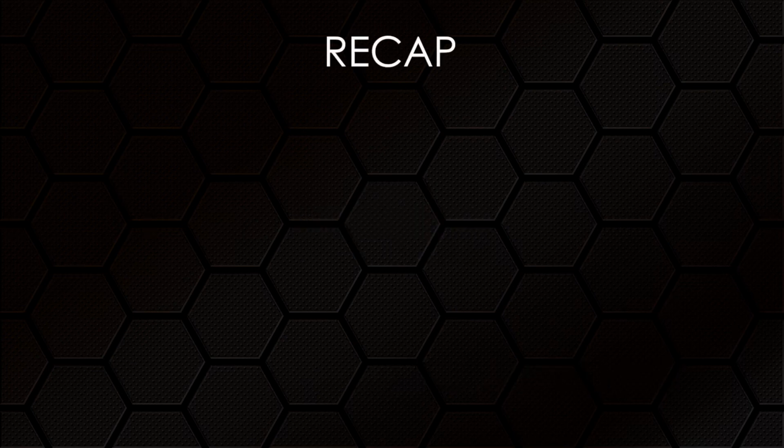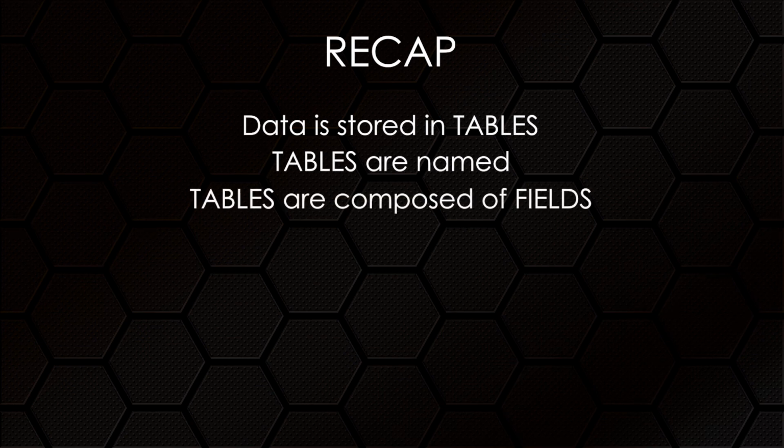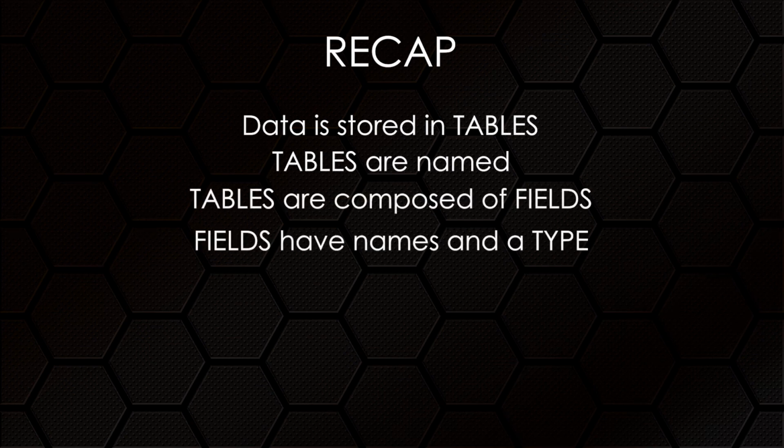So, let's have a quick recap of what we've covered so far. Relational databases store data in tables. We give tables a name to identify them. Tables are made up of fields. Each field has a name and a type specifying what data it will store, which is more important in other RDBMS platforms than in SQLite.